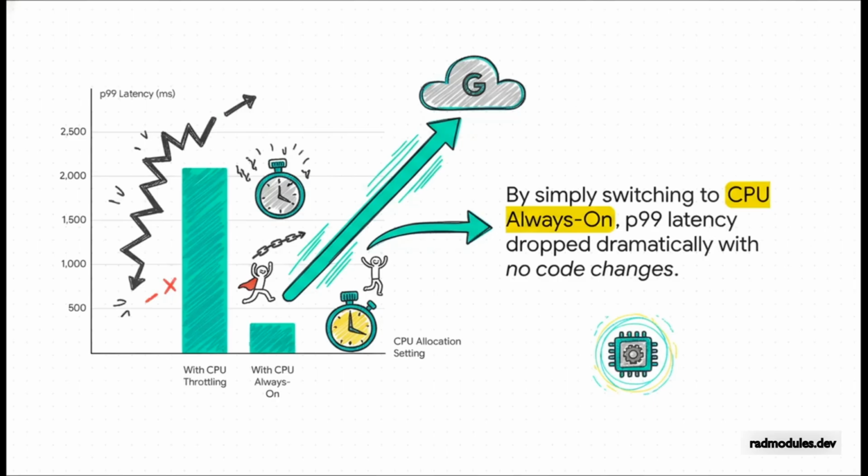And wow, just look at the difference on this slide. It's night and day. With the default CPU throttling, the P99 latency, and remember that's the experience for your unluckiest 1% of users, was a painful 2.1 seconds. Ouch! But just by flipping that one switch to CPU always on, it plummets to 340 milliseconds. The code didn't change one bit, just the configuration.